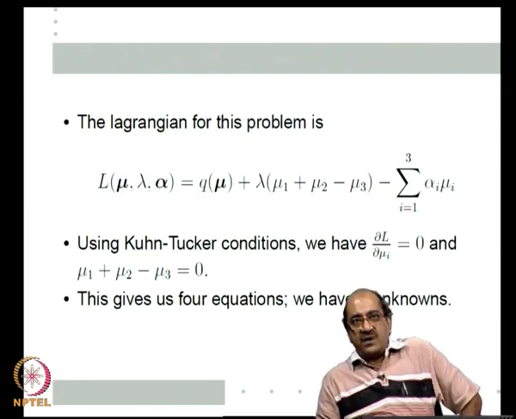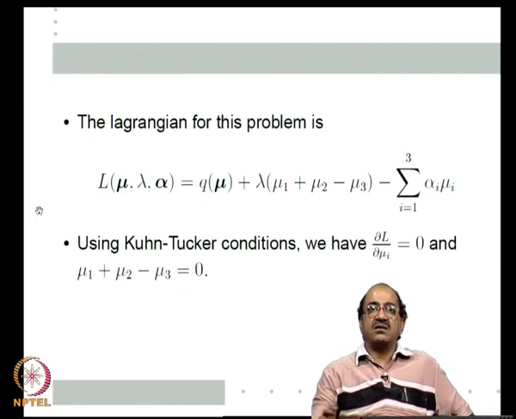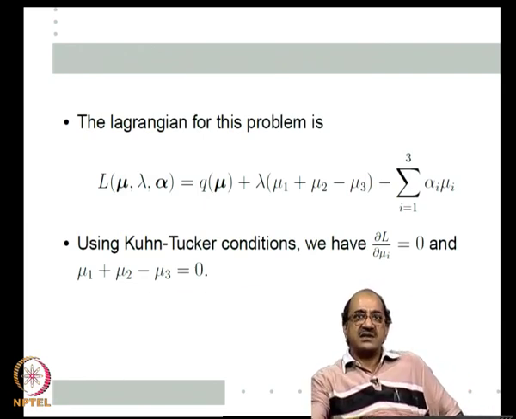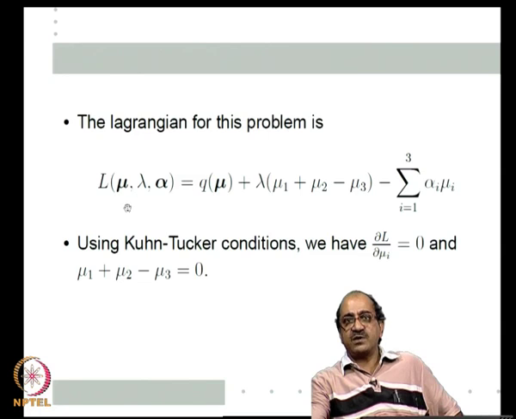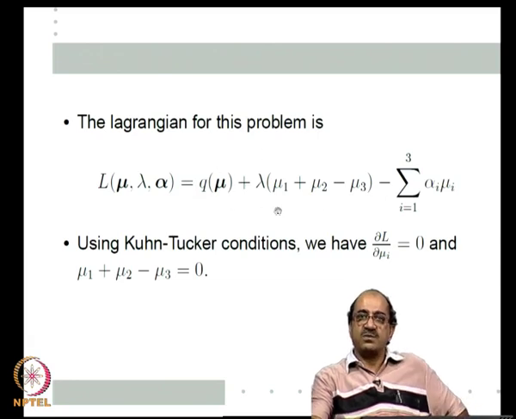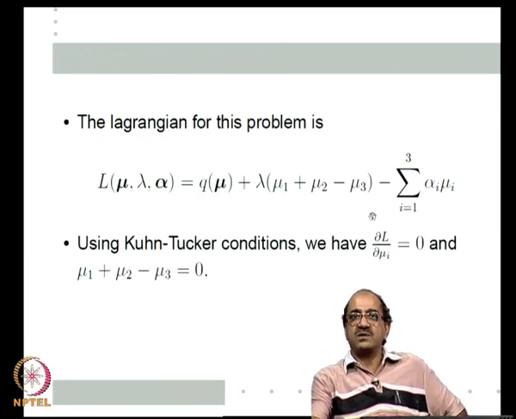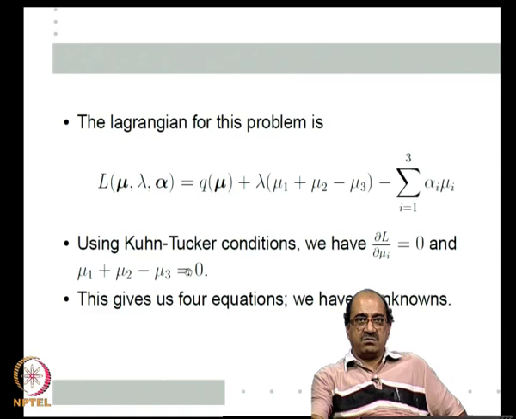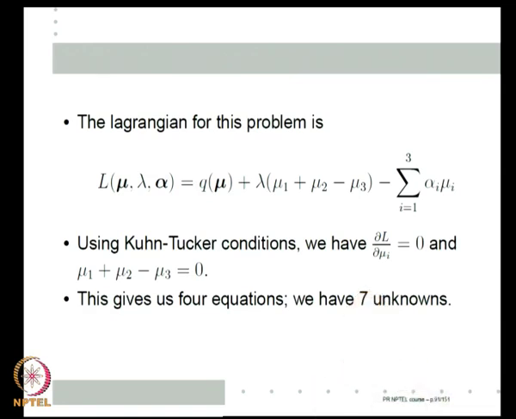Now, to solve this using Kuhn-Tucker conditions, what are the conditions I have? My optimization variables are mu 1, mu 2, mu 3. So, I can take partial derivatives of L with respect to mu 1, mu 2, mu 3 equal to 0, that gives me 3 equations. I know the mu's have to be feasible, so they have to satisfy all the constraints. So, mu 1 plus mu 2 minus mu 3 should be equal to 0, that is a constraint. So, I get 4 equations.